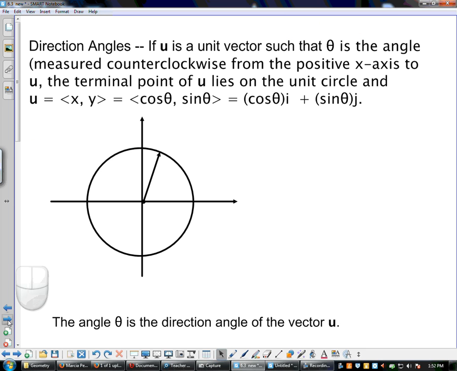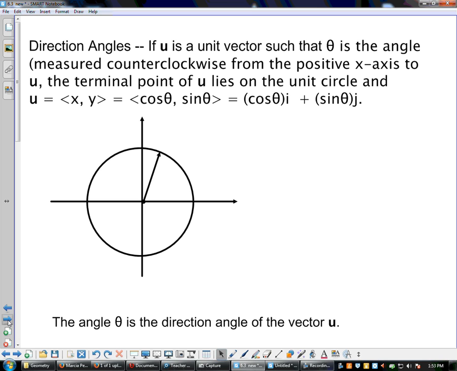All right. Now, as Maria noticed last class, there is going to be a connection between unit vectors and the unit circle, right? All right, so let's talk about this connection. Direction angles. If vector u is a unit vector such that theta is the angle measured counterclockwise from the positive x-axis to vector u, then the terminal point of vector u is going to lie on the unit circle.